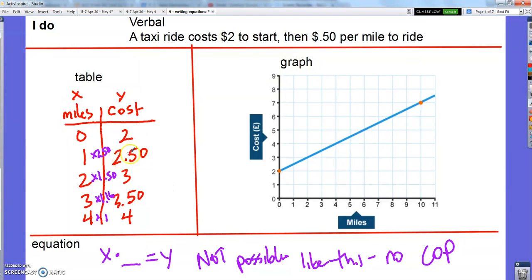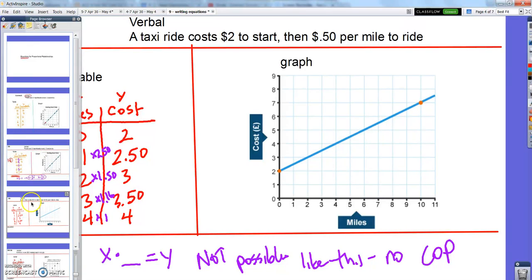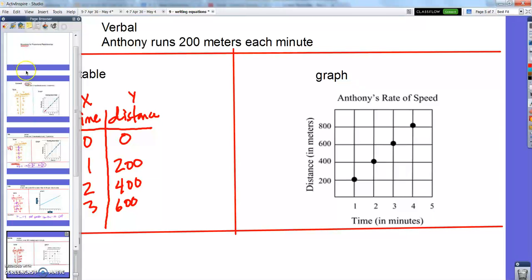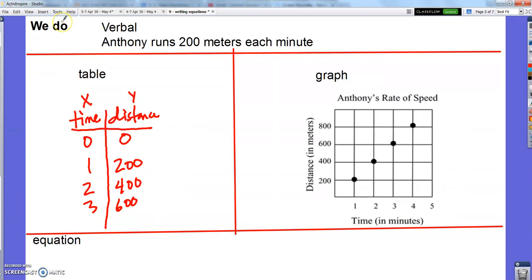Okay, open your math notebook. Let's do one together. Let's go back to Anthony and his running or swimming or whatever he's doing here. So this one we've done before too. So verbally, we would say Anthony runs 200 meters each minute. Actually, go ahead and pause and write all these 3 representations down. And then unpause once you've got the situation in mind. And we'll do the equation together.